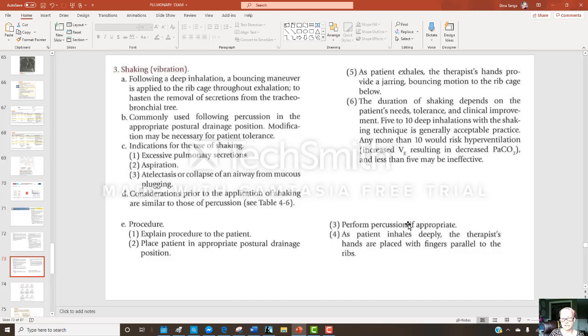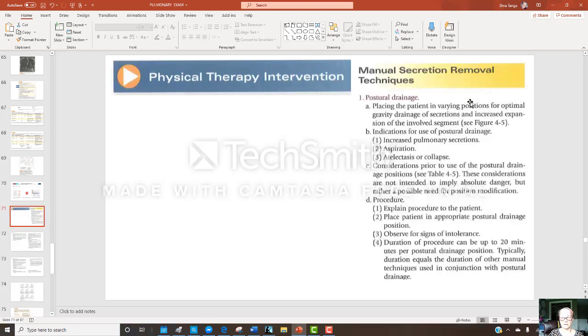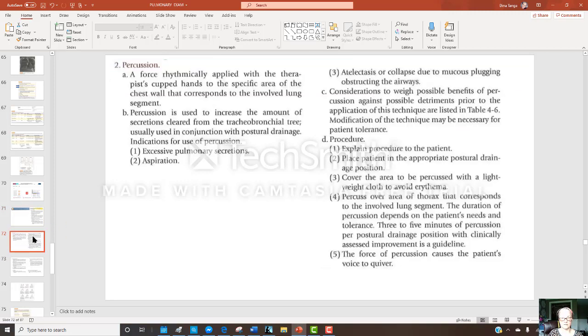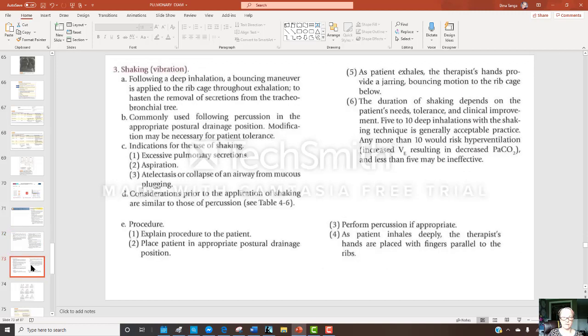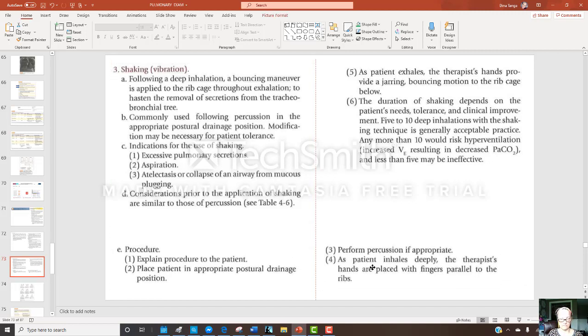Perform percussion if appropriate. Where does this go? What's going on here? Okay. 1, 2, 3, 4, 5. Oh, okay. Okay, I get it. Oops.